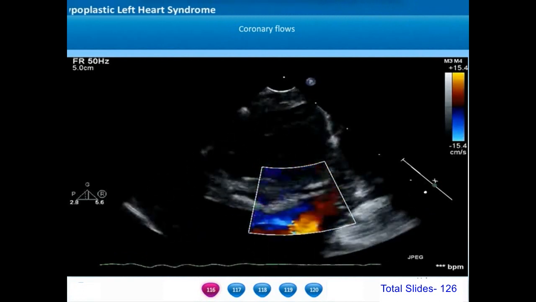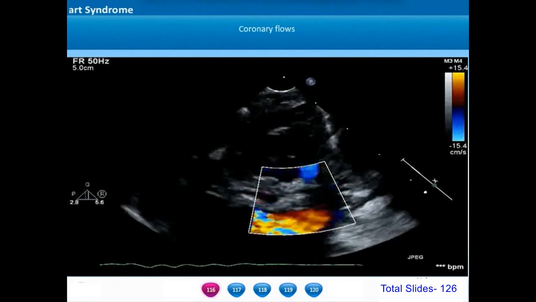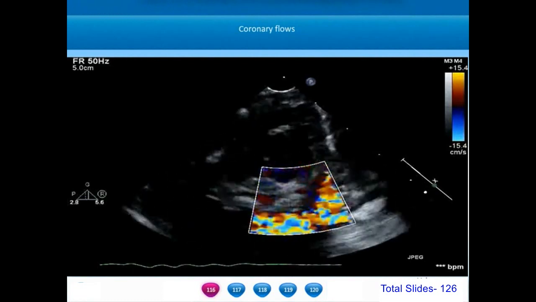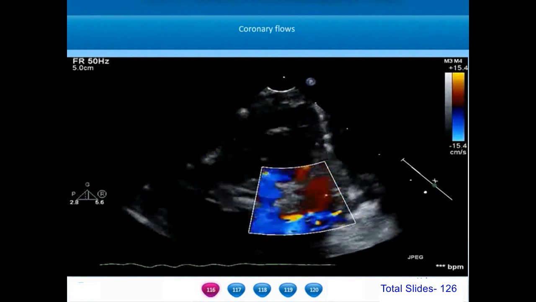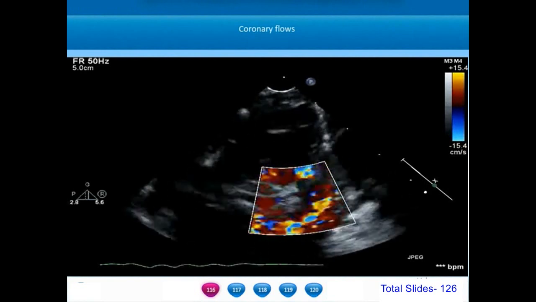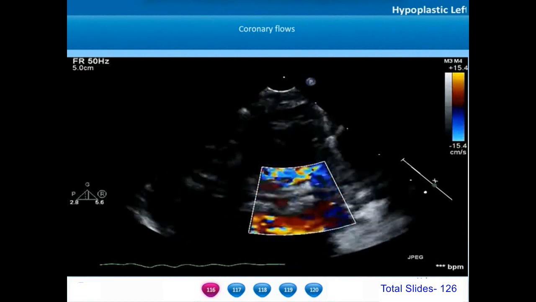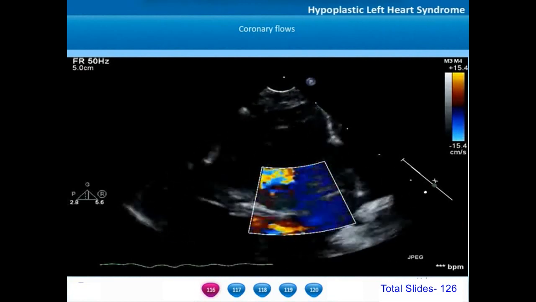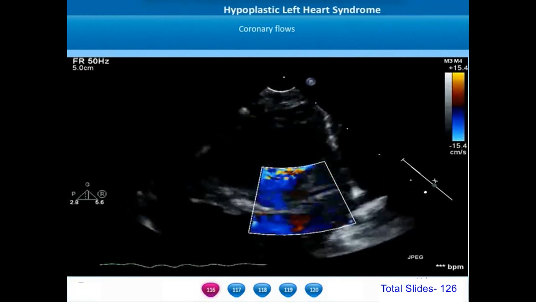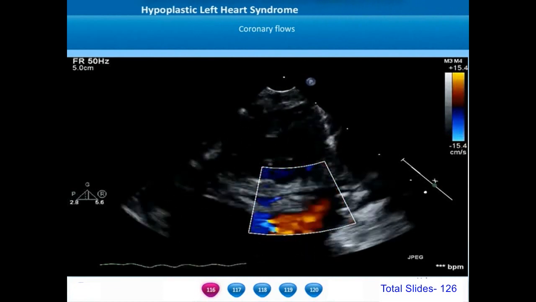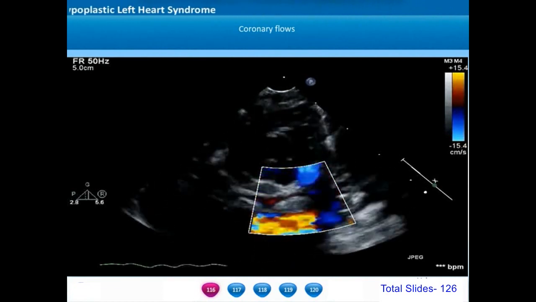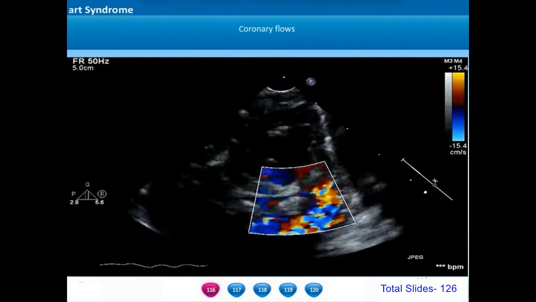When we reduce the color Doppler Nyquist limits to very low levels, in this instance, the Nyquist velocity has been reduced to 15 centimeters per second, we can appreciate the low velocity flows through the left coronary artery and right coronary artery. You can see the extremely diminutive size of the aortic root.